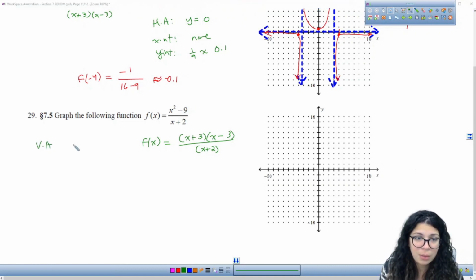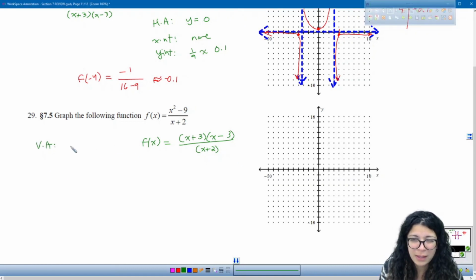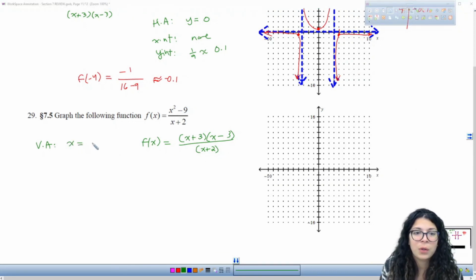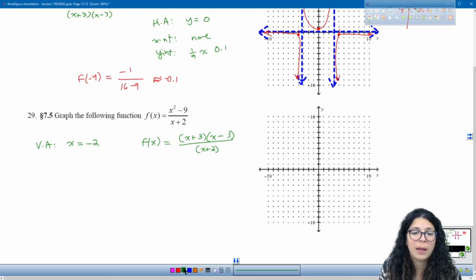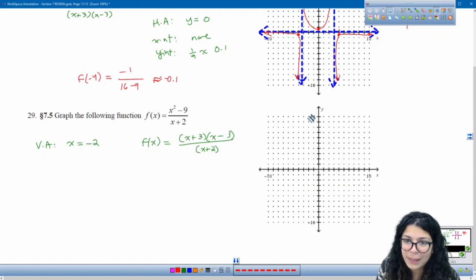The vertical asymptote would be that value that is undefined, which would be an x value of negative 2. So the vertical asymptote will be at the x value of negative 2, so a vertical line at x equals negative 2. Let's go ahead and graph that right now.